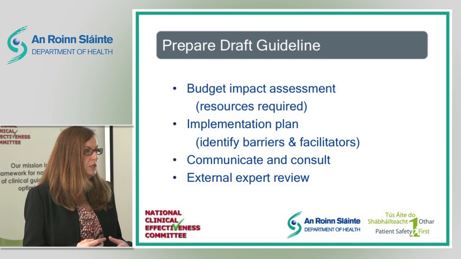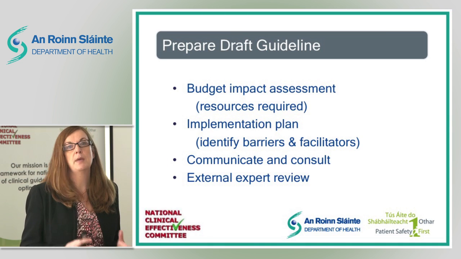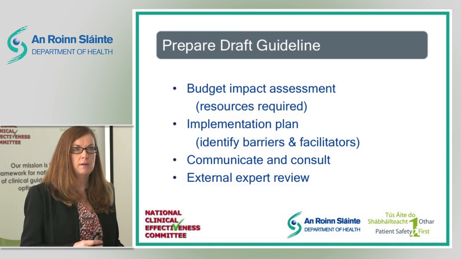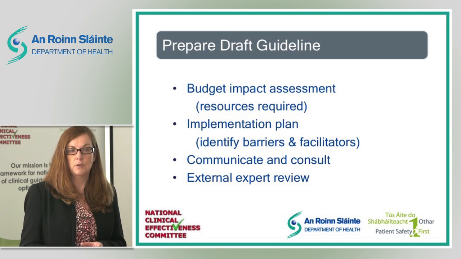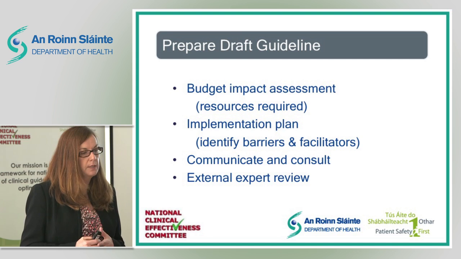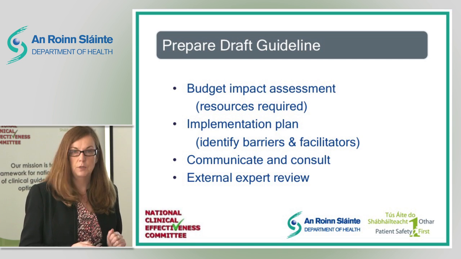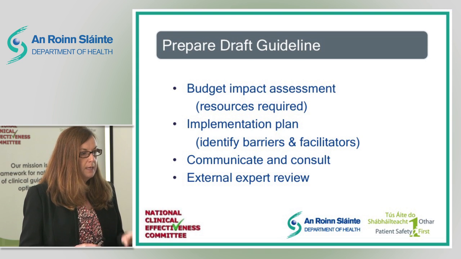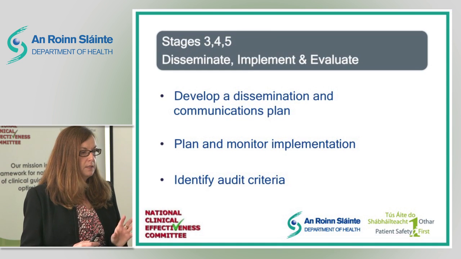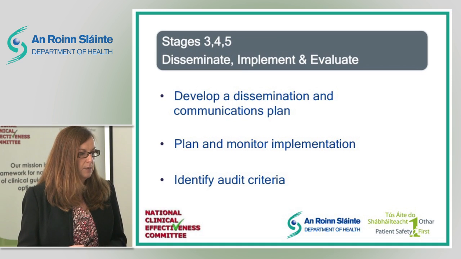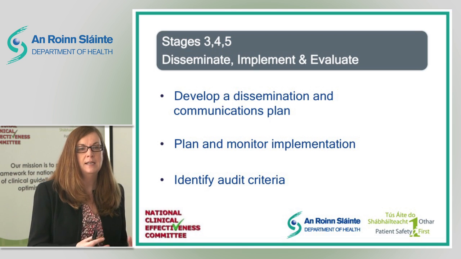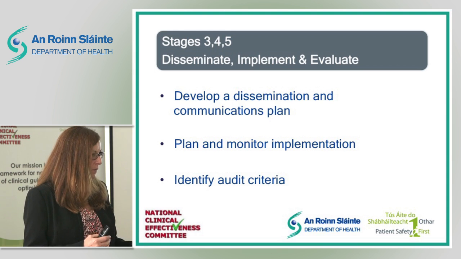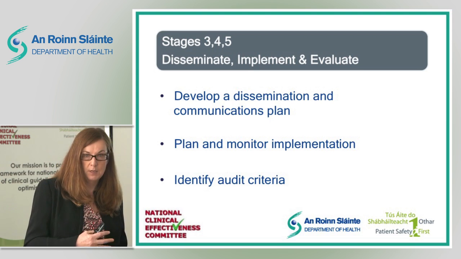And it's good in your consultation to get a feel for your community who's going to be implementing these guidelines as to what those barriers and facilitators are in reality and in practice. And they will be different from your large tertiary hospital to your smaller community hospital. You need to communicate and consult and gain your external expert review, as we've discussed previously. Stages 3, 4 and 5 are around dissemination, implementation and evaluation. So creating that dissemination plan, and realistically a guideline isn't going to be implemented the first month or probably Q1 of whatever year it's been implemented.